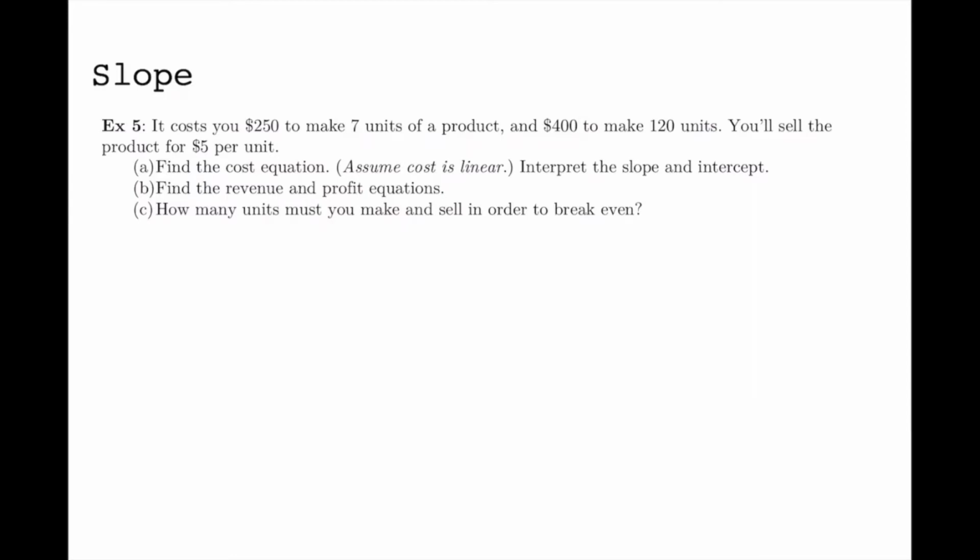In part B, we're going to find the revenue and profit equations, and then in part C, we're going to find how many units we have to make and sell to break even.